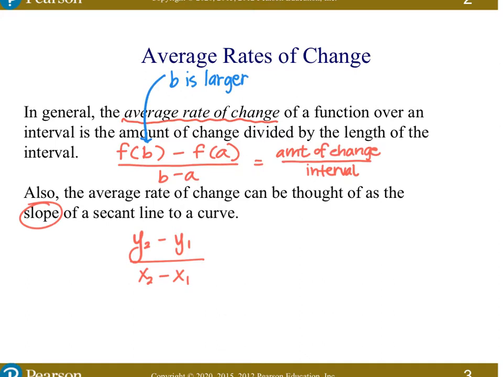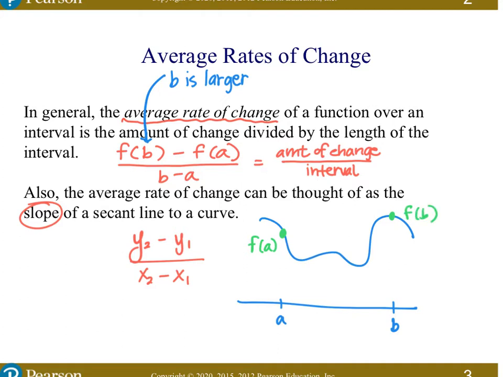So we might have an interval, and we might have a and b, and then on your function you might have the y values, and this is f of a, and that is f of b on the function. So a and b are on the x-axis. f of a and f of b are the y values that are on the curve itself.